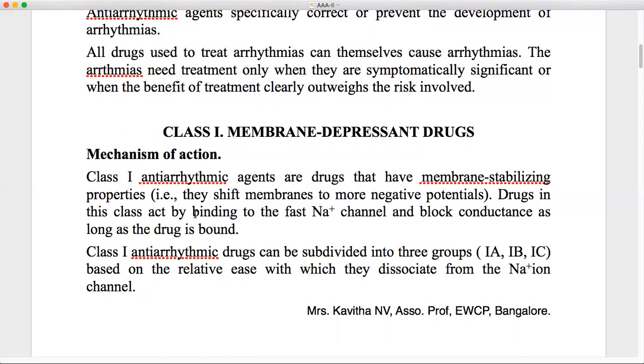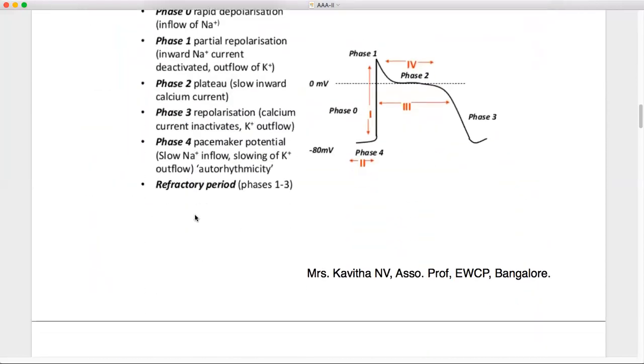So how will you shift the membrane towards a negative potential? You are bringing out more negativity. How can you bring negativity? By blocking the positivity, right? By blocking the positiveness, the negativeness is increased. That is what is happening. So what we are doing here is blocking the sodium channels, that is the positive channels. Our drugs will act by binding to the sodium channels and thereby block the conductance for as long as they are bound to those sodium channels.